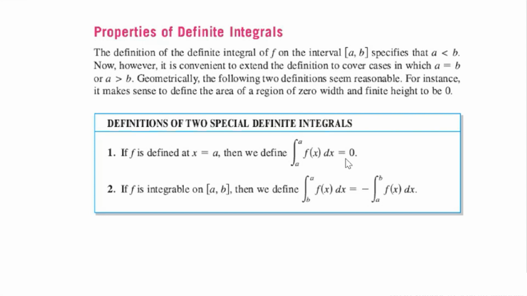Now, number two, if f is integrable on the interval [a, b], then we define the integral of f of x dx from b to a. We know that in our assumption a is less than b, so if that's the case, class, we put a negative sign before the integral of f of x dx from a to b. In other words, these two expressions are equal if we put a negative sign.